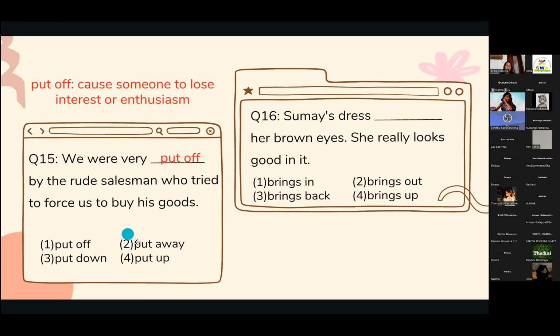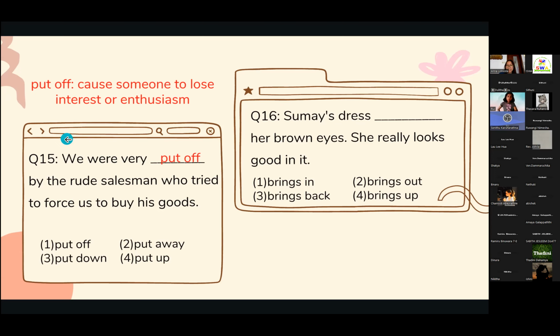Then I realized a lot of you said put away also. Put away is also a phrasal verb, but the meaning will not match in this sentence, because put away means you put aside something. Like, for example, just now, you put away your books. But over here, it wouldn't make sense to say you were put away by the salesman, because the salesman isn't putting you away. Instead, he's putting you off. He's making you lose interest or enthusiasm.